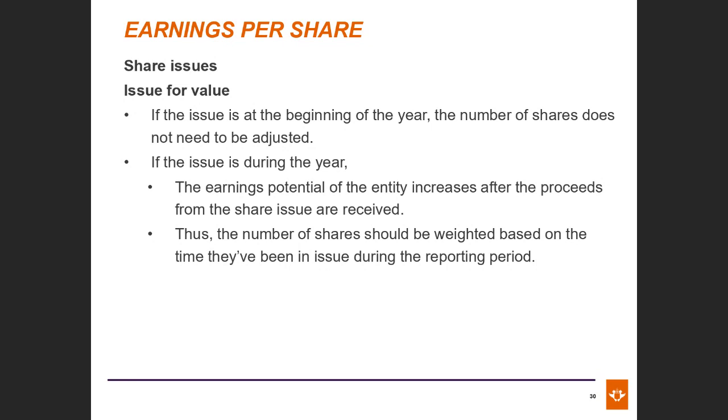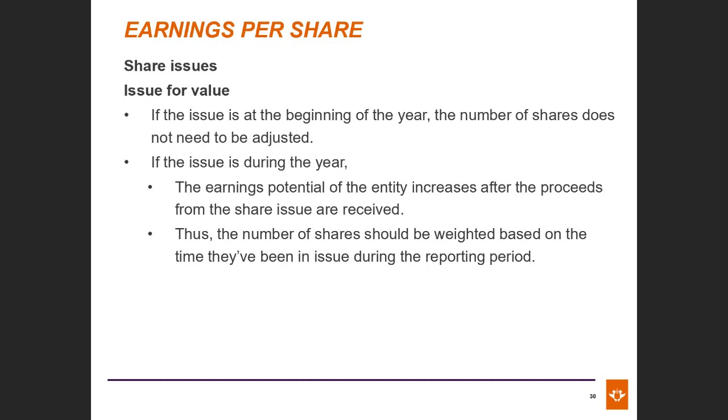Okay, so where we have an issue for value, if the issue is at the beginning of the year, the number of shares does not need to be adjusted. Okay, so if we have the issue at the beginning of the year, the increased number of shares is there for the whole year. So it is quite straightforward to calculate, because we will just use the number of shares at the end of the year when calculating our earnings per share. However, what do we do if the issue is during the year?